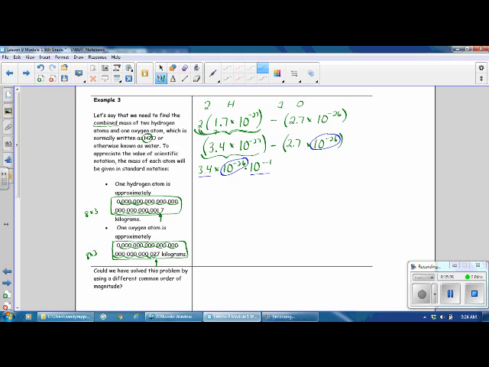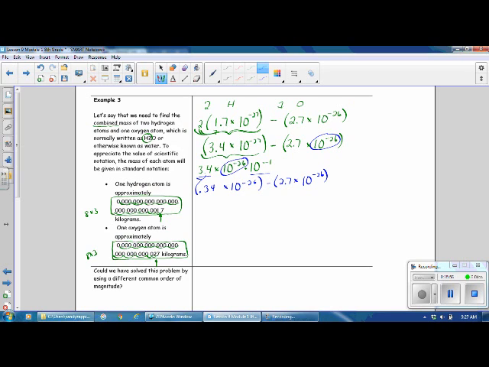When you change your order of magnitude by one place value on the exponent, you also need to change your decimal by one place value. And so this number will get smaller by one place value. So we have, moving our decimal one place, 0.34 times 10 to the negative 26 plus the quantity 2.7 times 10 to the negative 26.